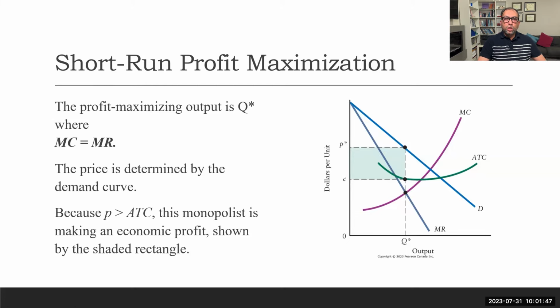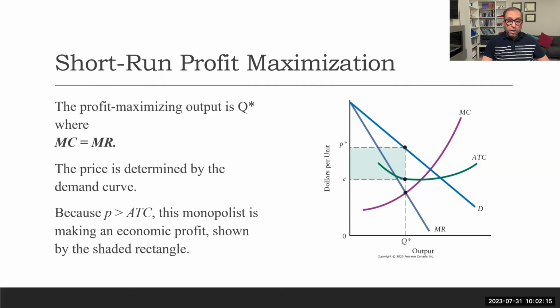So we figure out the quantity that maximizes the profit and take that quantity into our demand curve to figure out at what price the monopolist can charge. One point I want to make clear here is that the monopolist is not deciding the price. The monopolist is deciding the quantity, which quantity is going to maximize their profit. So that quantity is going to determine the price the monopolist can charge.